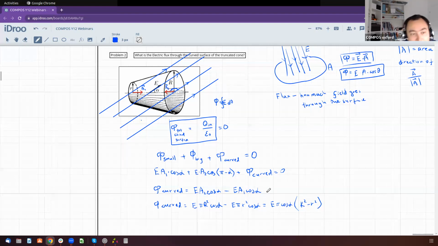So how much flux in total passes through the curved surface? Some of it comes in, some of it comes out. And obviously the difference between what comes in and what comes out is equal to the difference in the flux passing through the big circle and small circle.